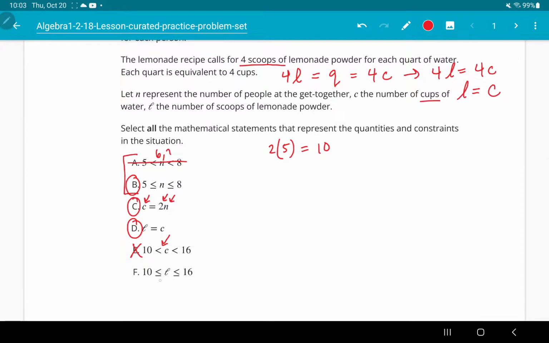But I could have 10 cups if I had 5 people come, and by the same reasoning, if I have all 8 people come, then I would have 16 cups. So this can be a solution, so I should also be including 16 as a solution. So F should be one of the correct answers as well.